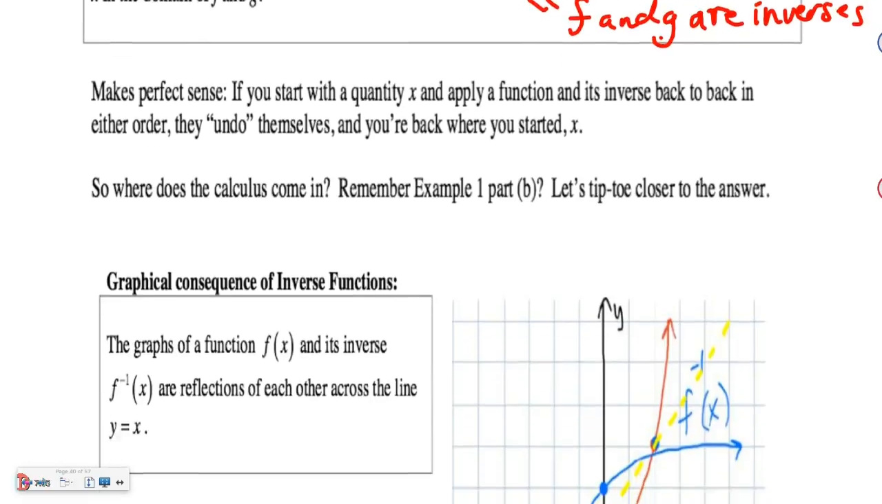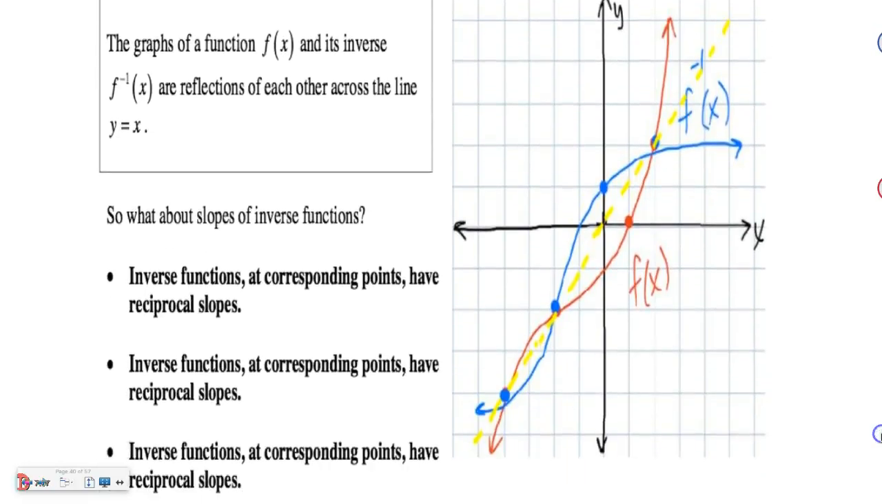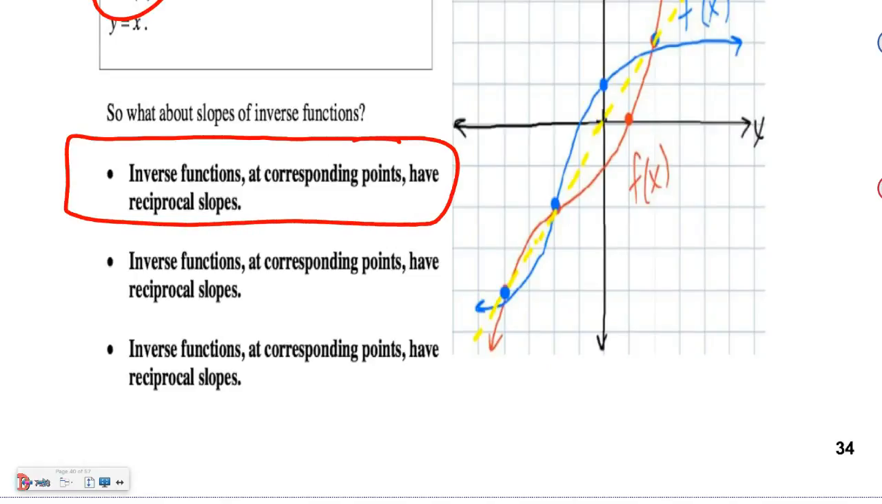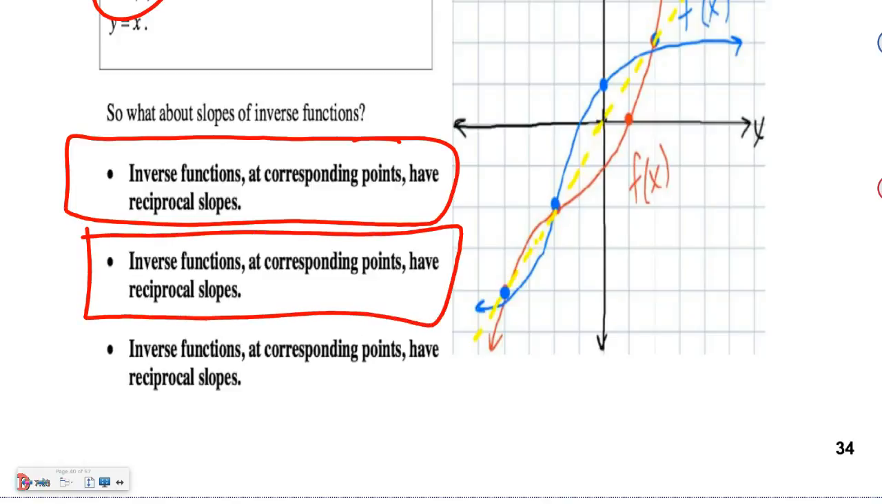That makes sense though. Here's what I want you to be super aware of, and I'm going to say it a bunch of times. If you have a function and its inverse, yes, they reflect over this line, but we actually won't graph any. I'm going to graph one to show you something, but then you won't choose to graph. It's noticing what happens with the slopes. And if you noticed, inverse functions at corresponding points have reciprocal slopes. I just said the same thing 3 times. That's what you're going to remember today.